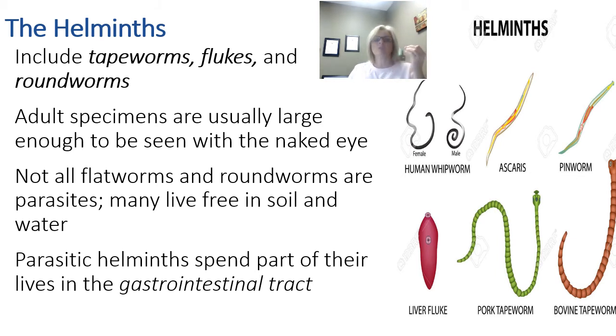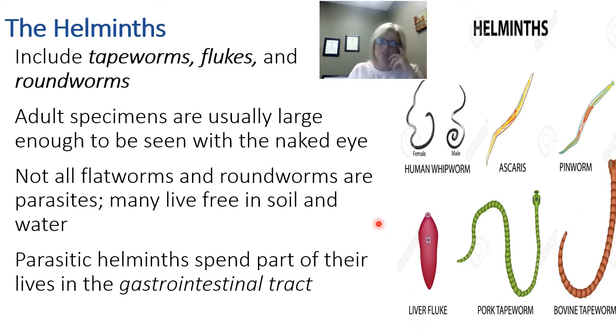Adults are usually going to be large enough to be seen with the naked eye, and some of these you're probably familiar with. Dogs tend to get a lot of these. I'm trying to find this. It's not clicked here. Ascaris, that's worms that dogs get, pinworms, whipworms. These are tapeworms. This is a different type of tapeworm. Sorry, I'm off the screen over here.